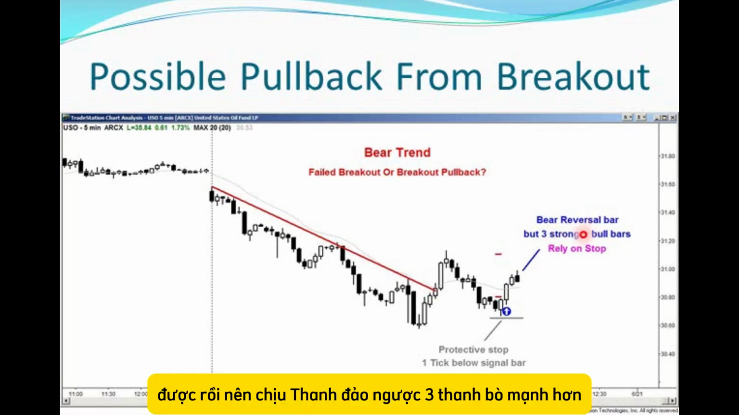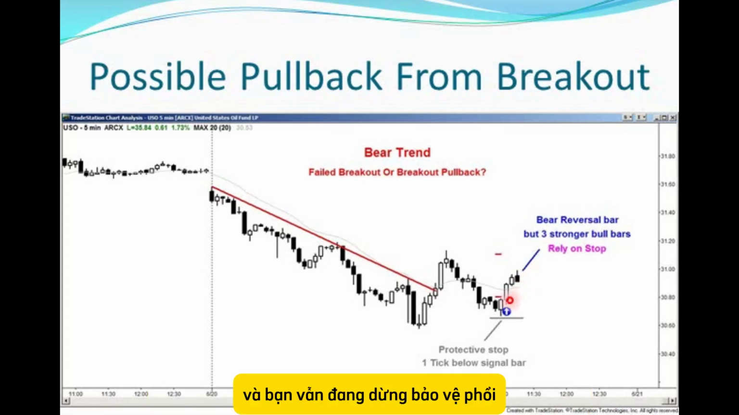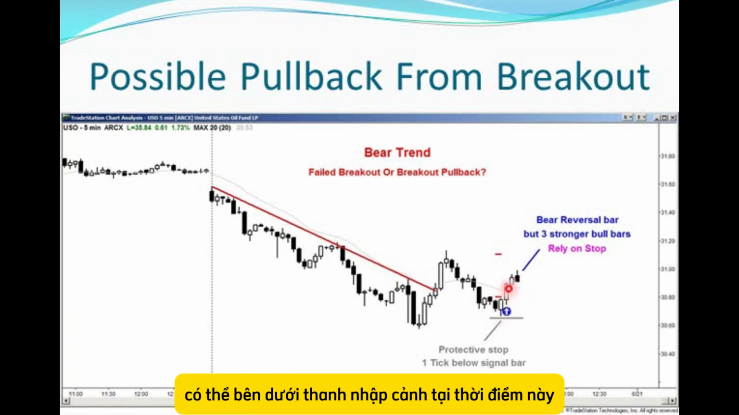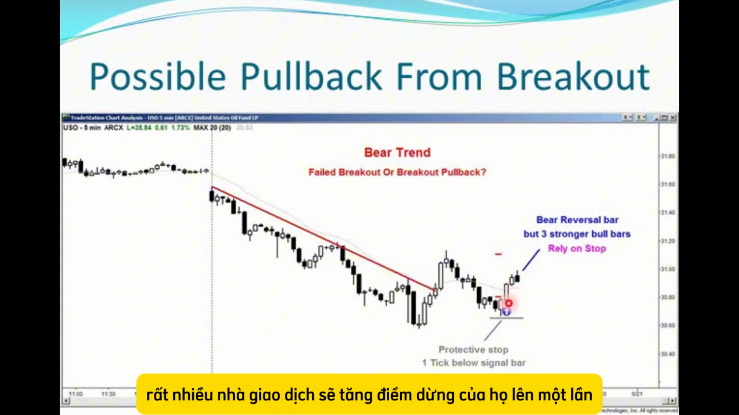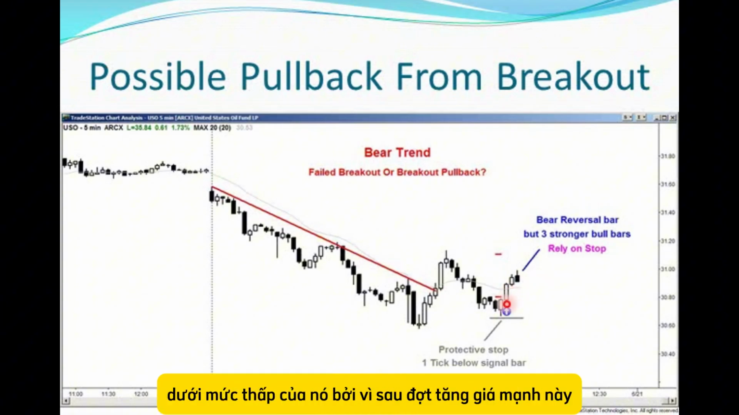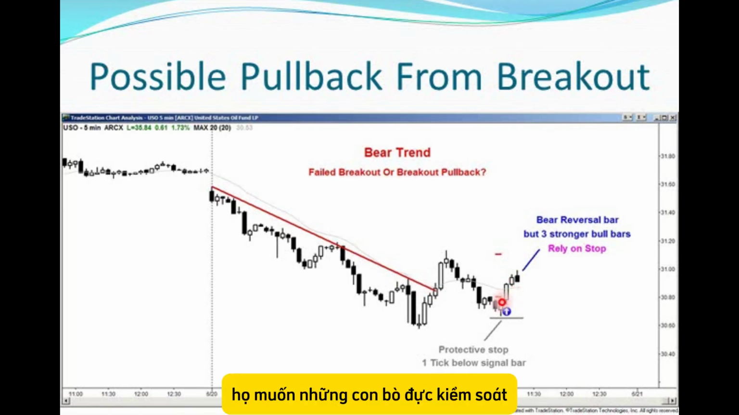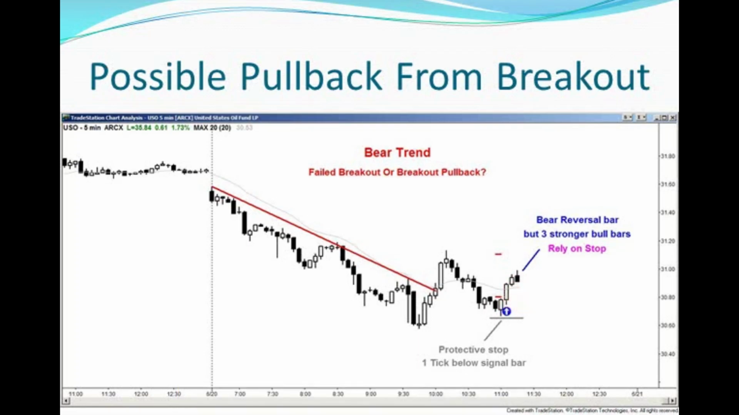Okay, so bear reversal bar, 3 stronger bull bars. And you're still on the long. Protective stop is below the signal bar, maybe below the entry bar. At this point, the entry bar is so strong, I think a lot of traders would raise their stop to 1 tick below its low, because after this strong a bull spike, they'd want the bulls to be in control, and they would not want the market to fall below their entry bar.